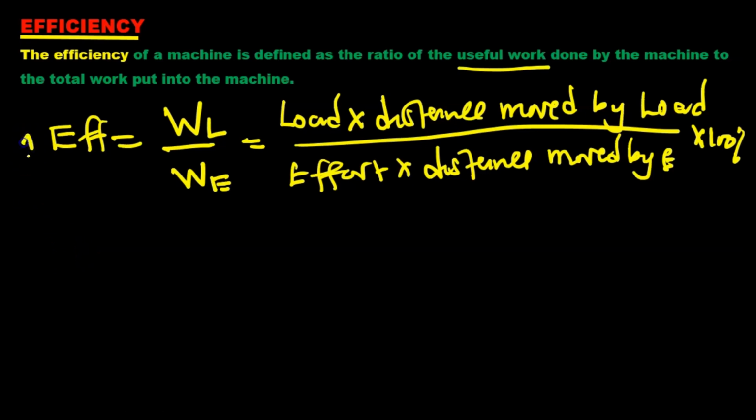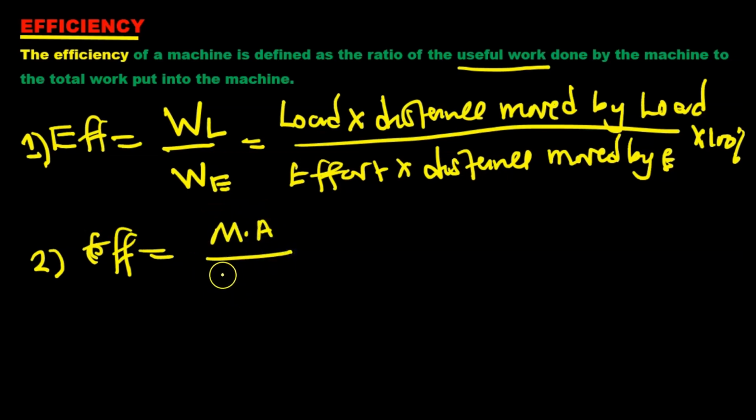In the same topic, efficiency can also be calculated as efficiency equals mechanical advantage divided by velocity ratio, multiplied by 100%. So this is also a formula that you can use to calculate efficiency.